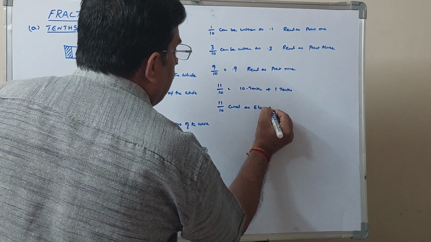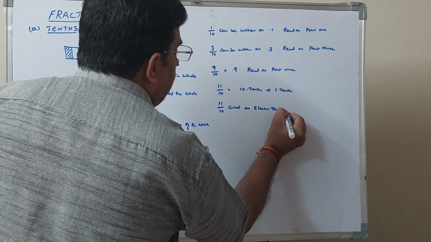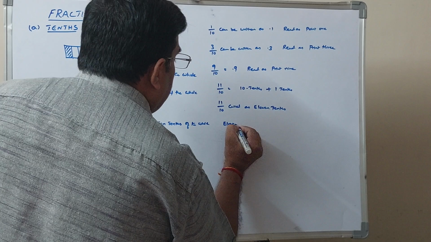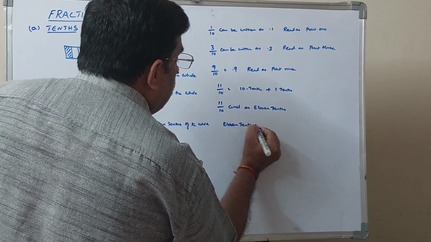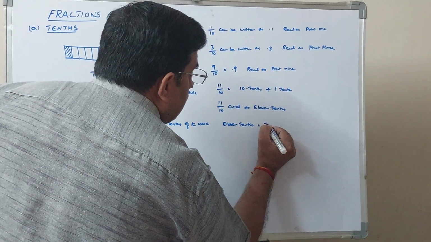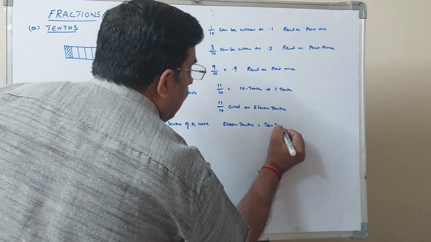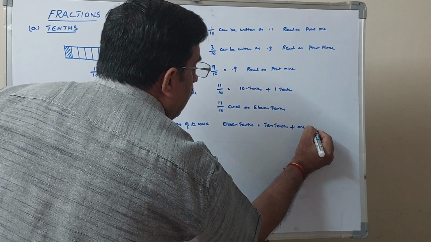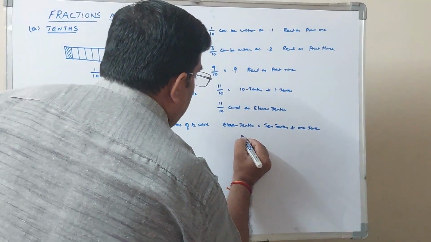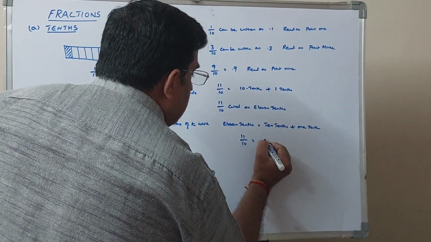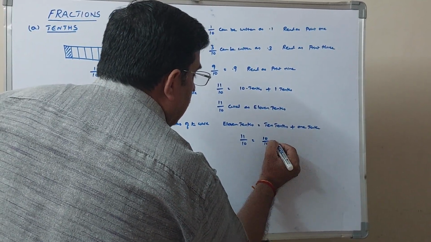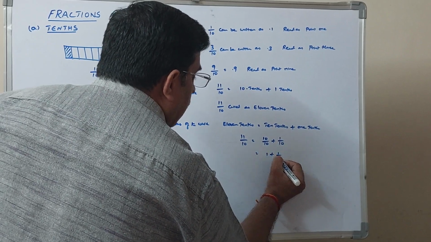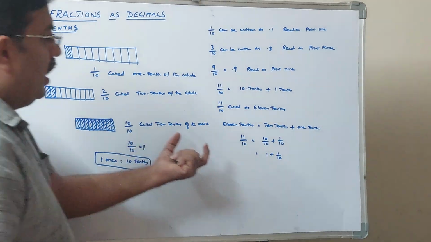11 by 10 can be called 11 tenths. 11 tenths is equal to 10 tenths plus 1 tenth. So 11 by 10 can be written as 10 by 10 plus 1 by 10. That is equal to 1 plus 1 by 10. Clear? This is the way you will represent it.